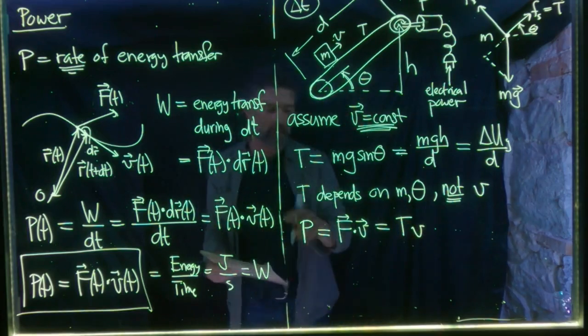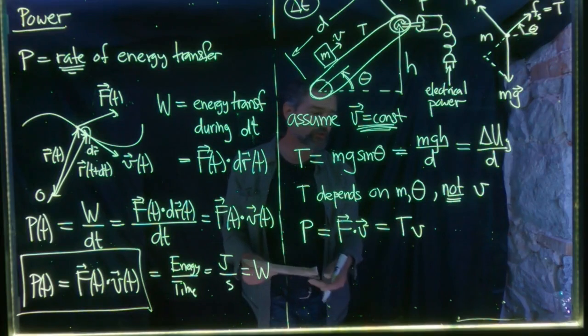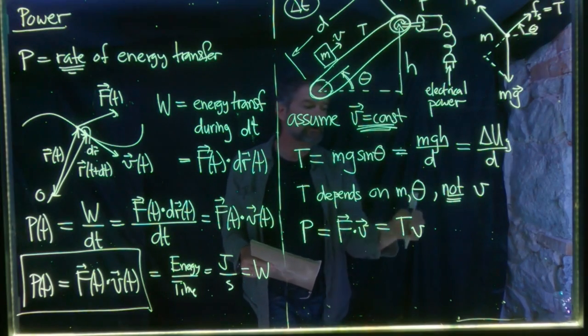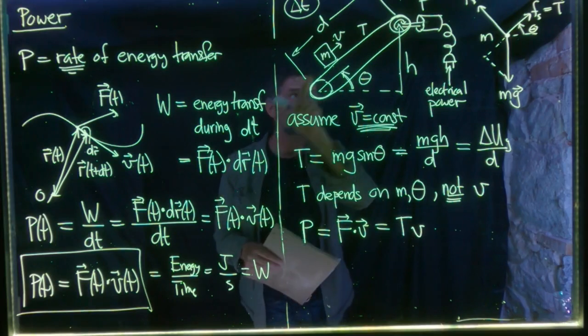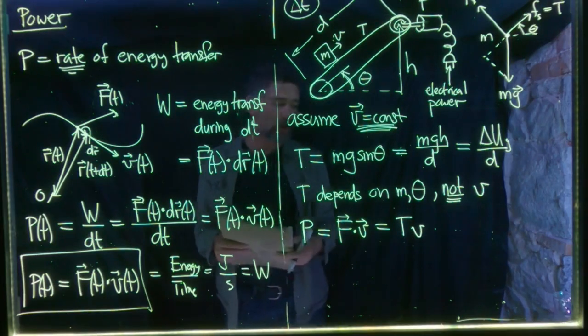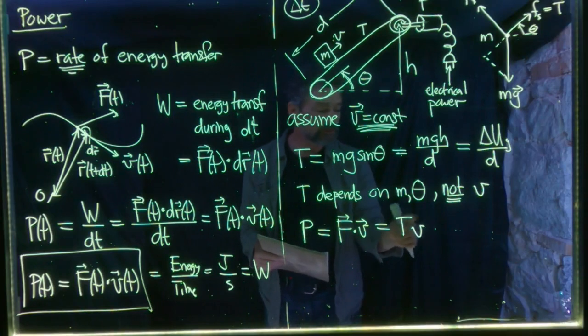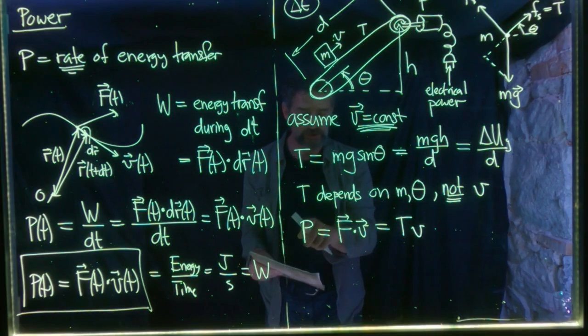And so the power, the rate at which energy is being transferred, is the tension in that conveyor belt times how fast you're moving this guy up. So obviously, remember that T here depends on m and theta, but not v. So if we double v, then T doesn't change. If we double the speed, it requires twice the power.